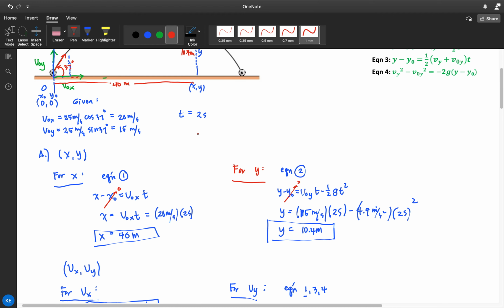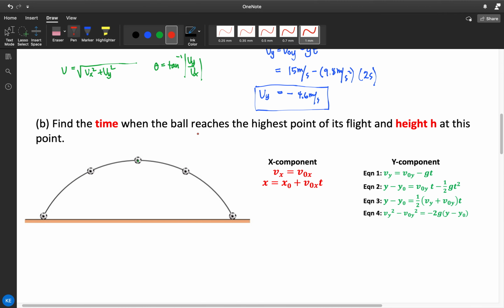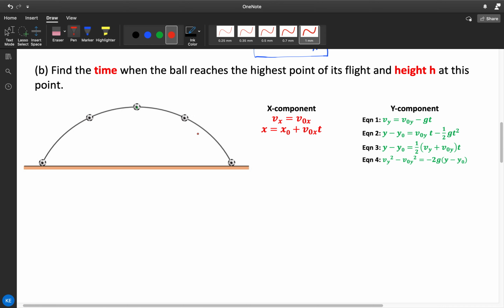Okay, next, for letter B, find the time when the ball reaches the highest point of its flight and the height of this point. So again, I repeat, here's the origin. So this time, the origin is here, the maximum height. Take note that at maximum height, Vy is equal to 0. So here, there are two variables we are looking for.